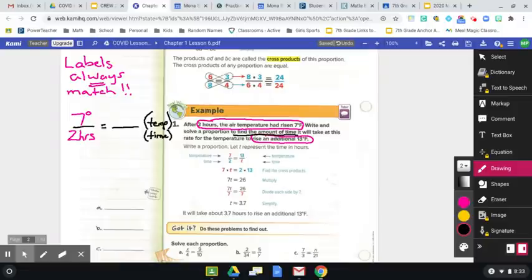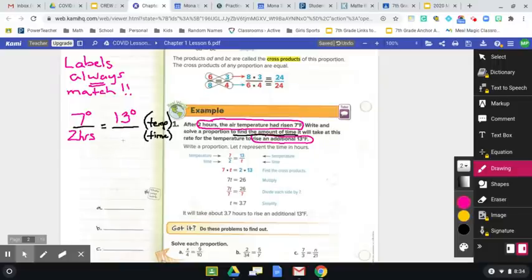So now when I go to fill in the rest of my proportion, I see at the end here, we want to know at what amount of time it's going to take for the temperature to rise an additional 13 degrees Fahrenheit. I'm going to match that in the numerator where my degrees, my temperature is already at. So everything in my numerator is degrees.